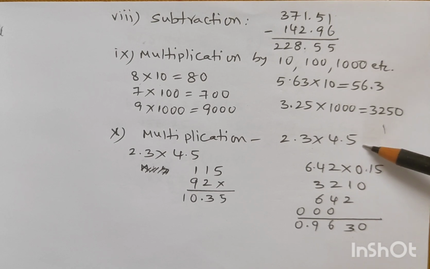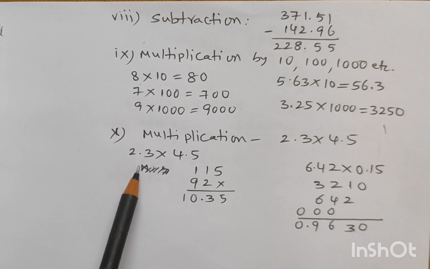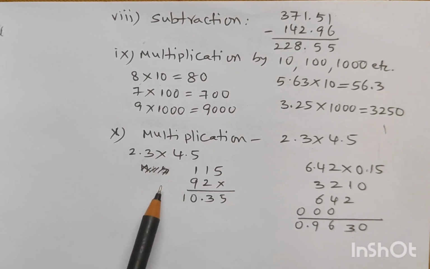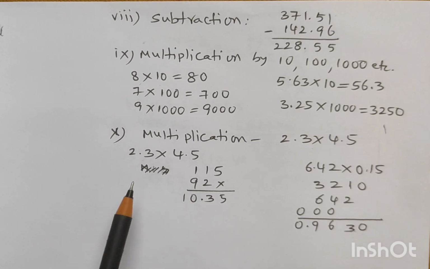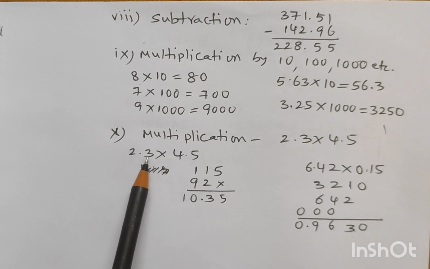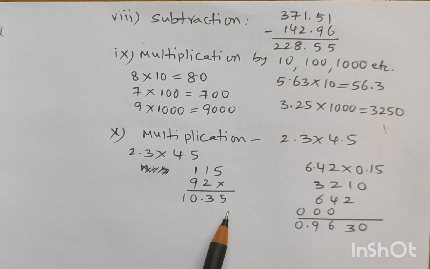Multiplication of decimal numbers. We multiply as if there were no decimals. Just multiply and add. After we have added, we count the decimal places in the given numbers. There is one digit here after the decimal, one digit here after the decimal. So 2 digits in all. So after 2 digits we put the decimal here.